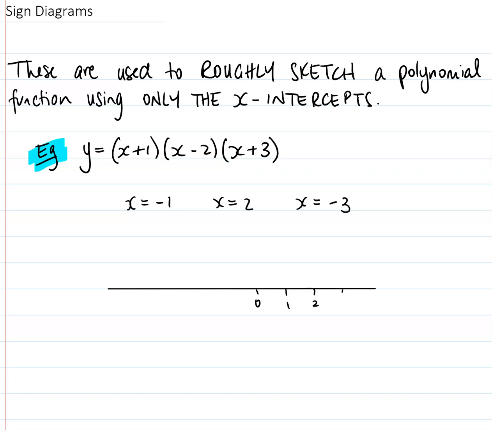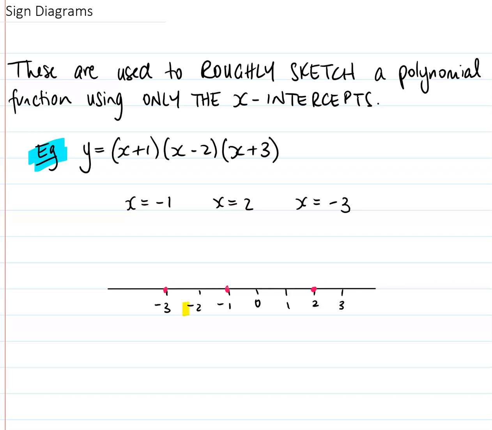I just need to make sure that I can include all three of my x-intercepts on there, which I now can. The second thing I need to do is mark my x-intercepts on there. And I know that in one direction or other, the x-axis will be crossed at those points. What I'm trying to find out now is which side of the x-axis the graph will sit in between those x-intercepts.